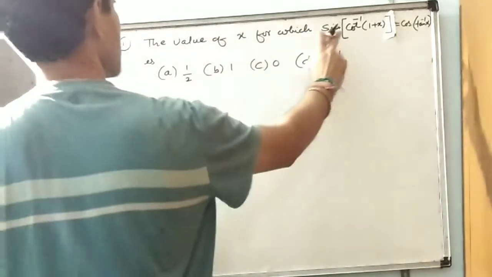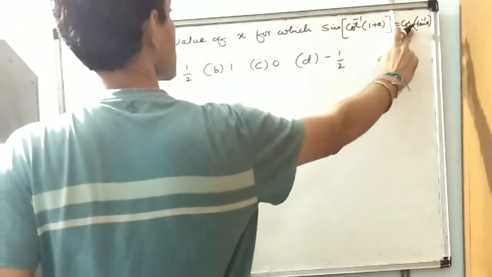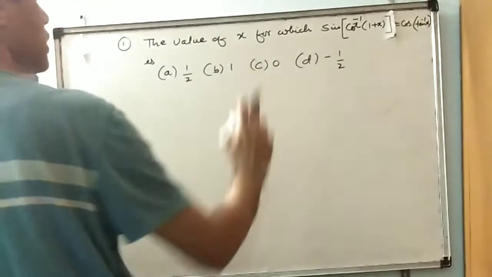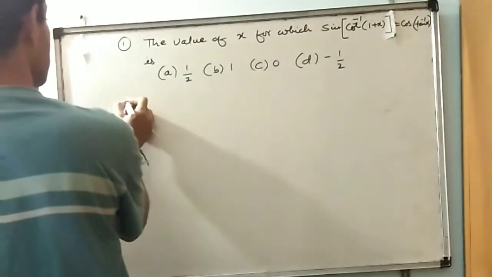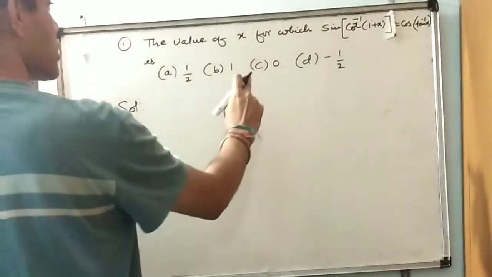The first question: the value of x for which sine of cot inverse (1 plus x) is equal to cos of tan inverse x. Four options are given. So we'll go with elimination.